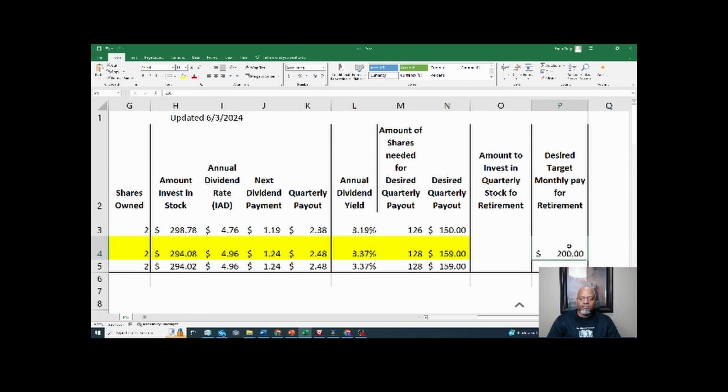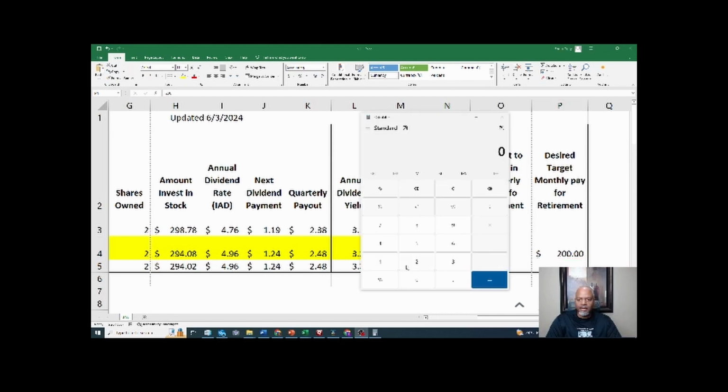So if you broke down the quarterly pay, let's see if I can pull up my calculator. Hold on. Okay, I got my calculator here. I want to get $200 per month. So $200 times 12, because there's 12 months in a year, would give me $2,400. And I'll explain later why I'm looking at this certain stock, because again, I have more stock.